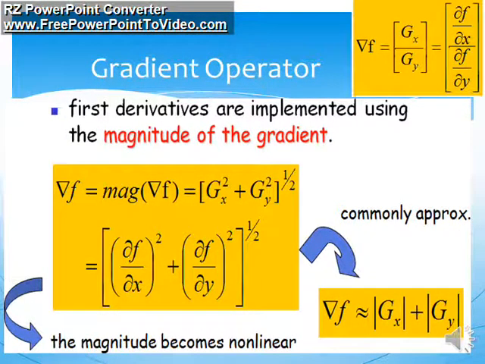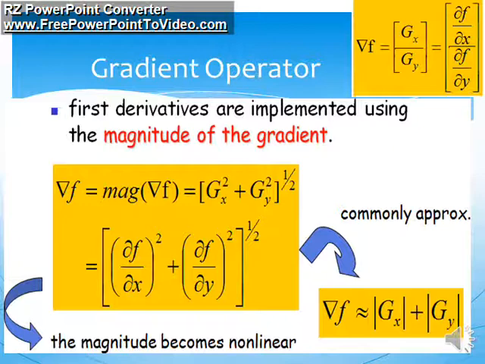Gradient operator. First derivatives are implemented using the magnitude of the gradient. So here we can find grad f equals gx by gy, which is also given by del f by del x divided by del f by del y. So this is the grad f.